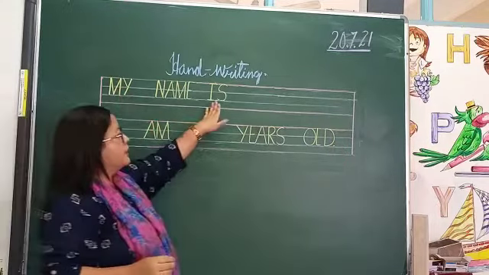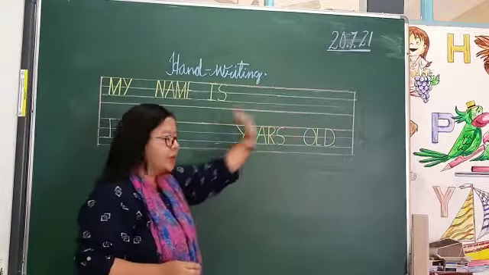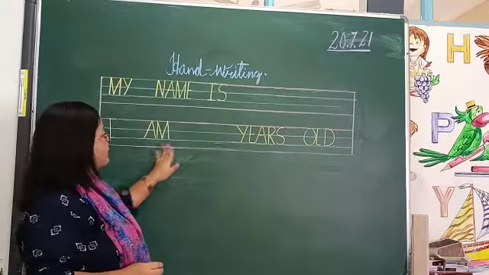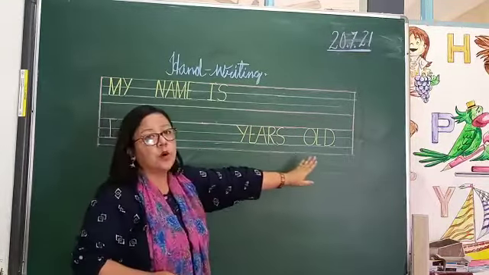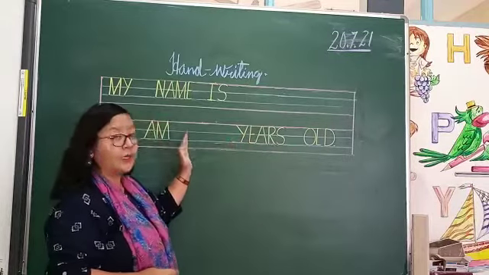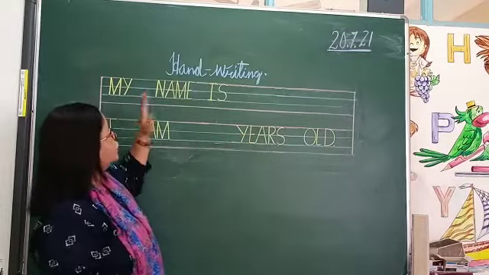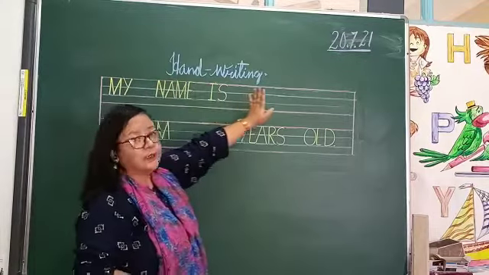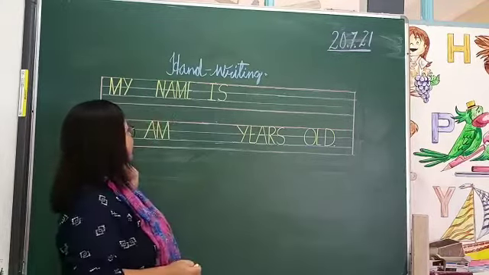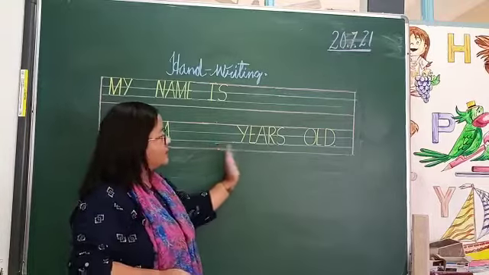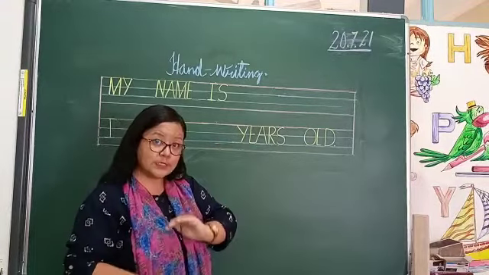My name is, you will fill your name here. I am dash years old. You will fill your age here. Okay. How old are you? Alright. So you do this, my name is in one page and I am dash years old in next page.